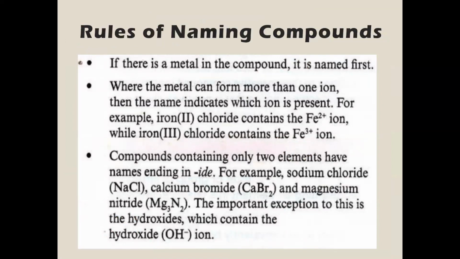A compound. How do we name a compound? A compound can be a covalent or ionic compound. A covalent compound is a non-metal bound to another non-metal, while an ionic compound is a metal bound to a non-metal. So how can we name ionic compounds?